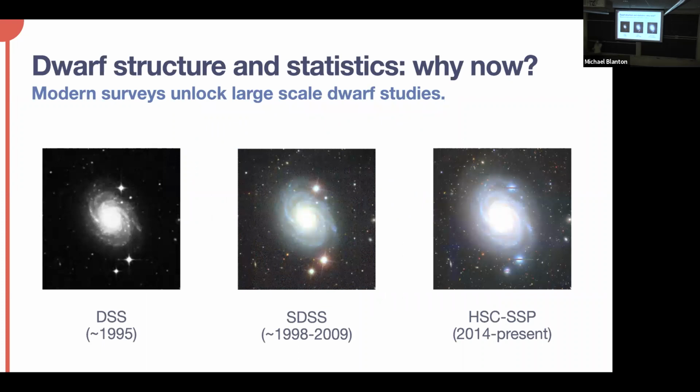And really, when we think about modern surveys, we can say that they unlock these large scale dwarf studies. Clearly, this is a cutout of a more massive galaxy, but here I'm showing cutouts for one kind of typical spiral galaxy from DSS, so the mid-90s, SDSS, so late 90s, early 2000s, and then HSC, which is ongoing, on the right. And you can see that for this more massive galaxy, even back in the 90s, we could say quite detailed things about the galaxy's structure on an individual level.